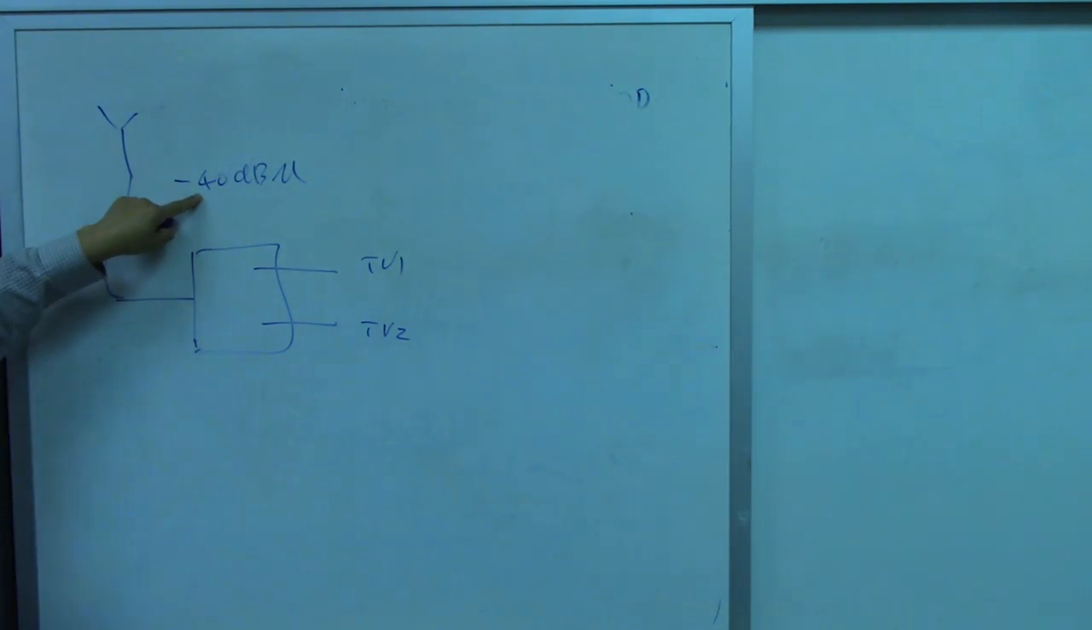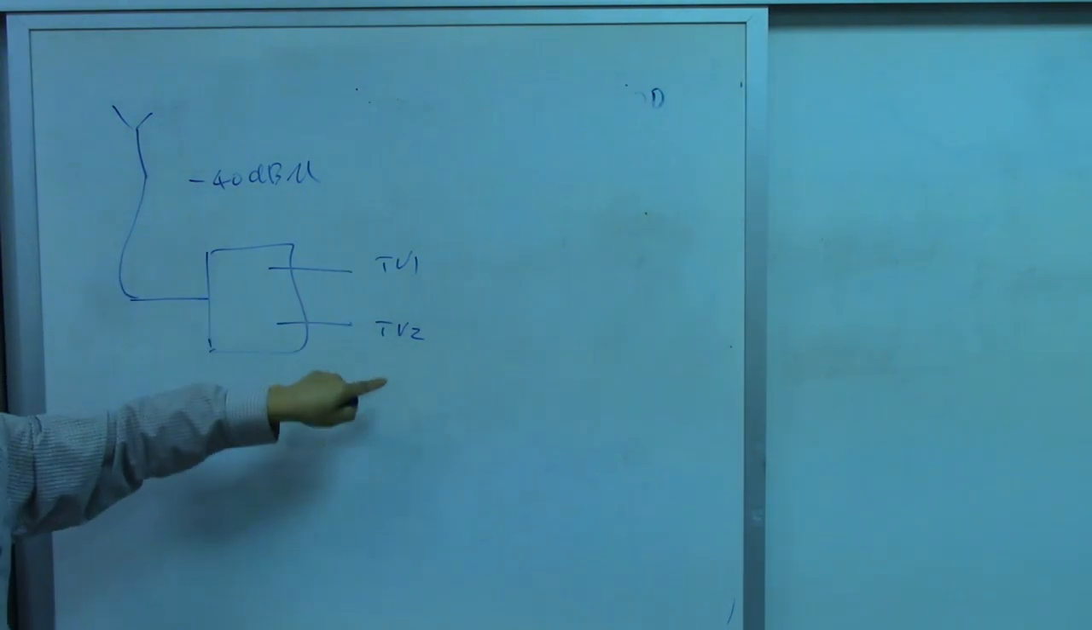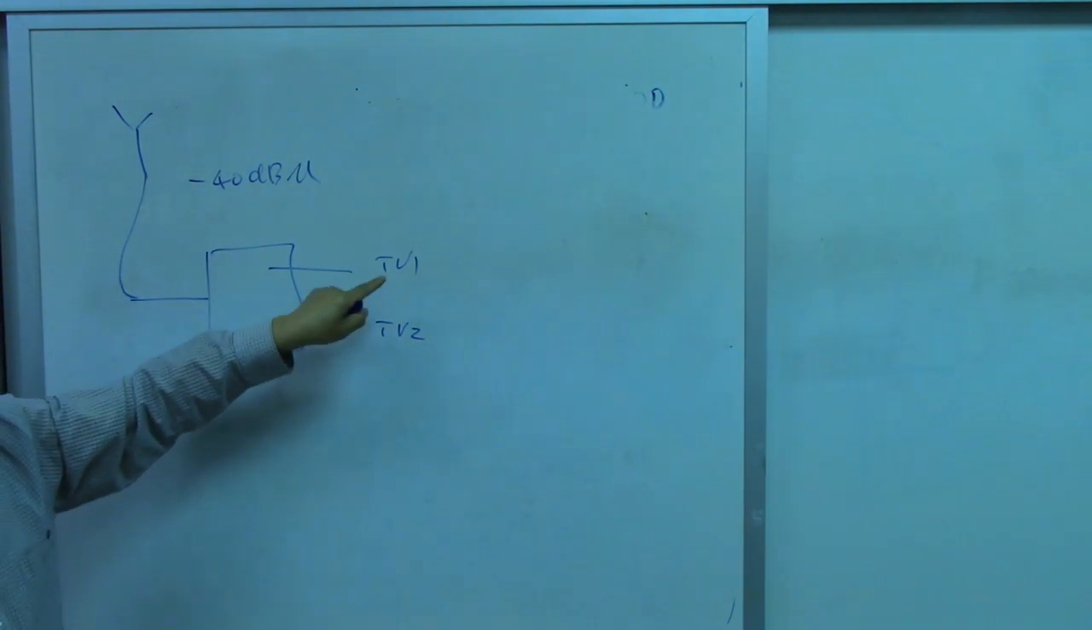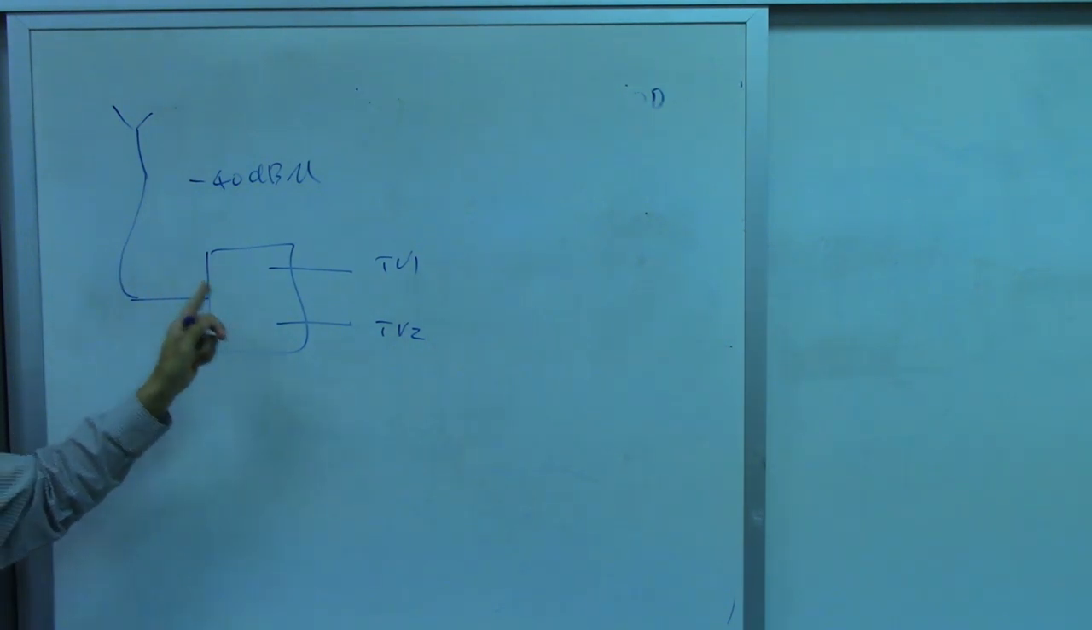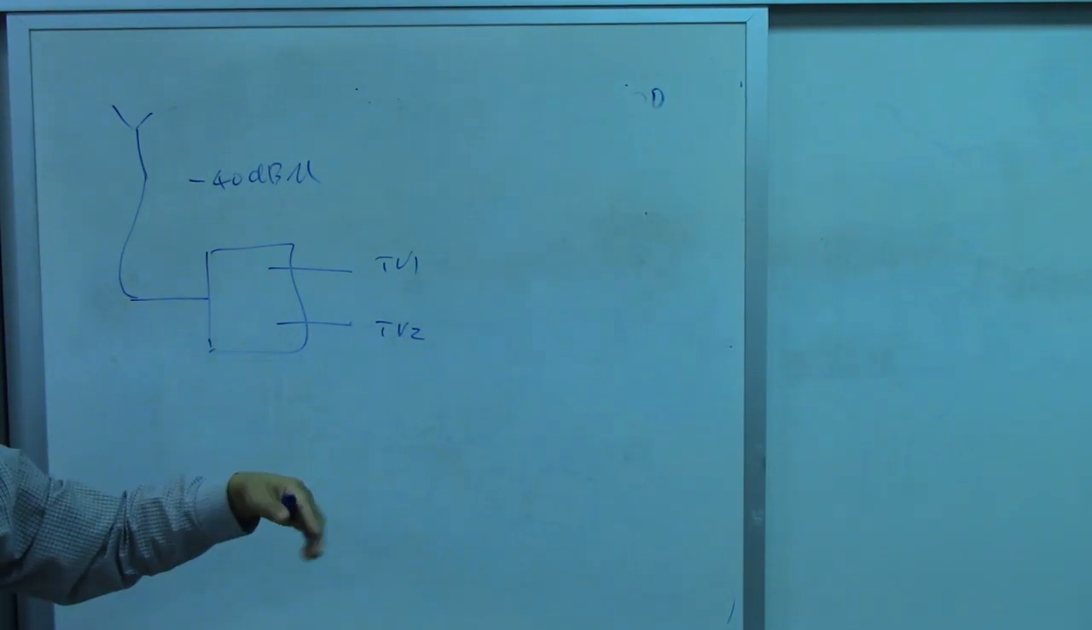The input power level equals negative 40. And what is the power here? What is the power here? And we know the power here equals half of this, right? Negative 20 and negative 20. Negative 20, negative 20. Everybody agree?